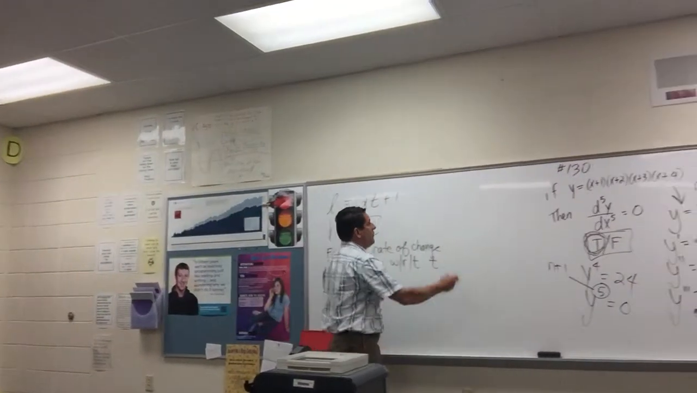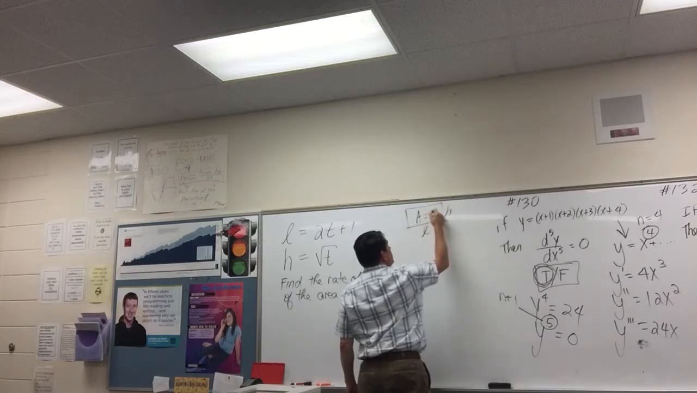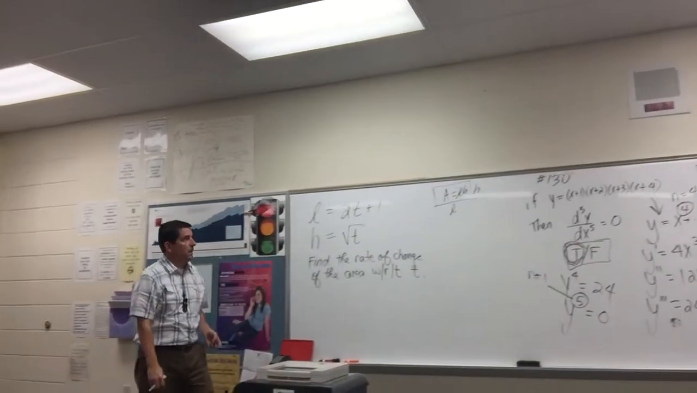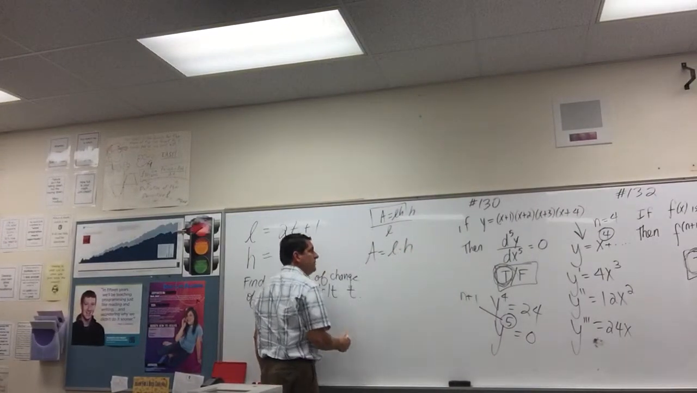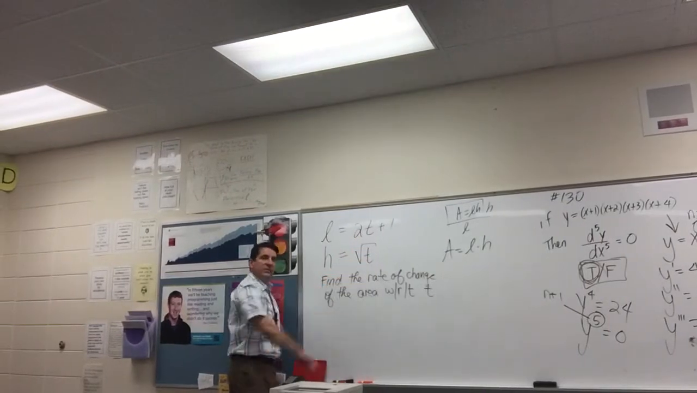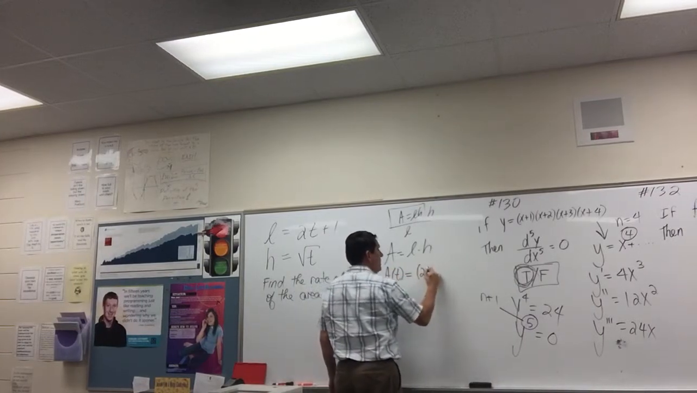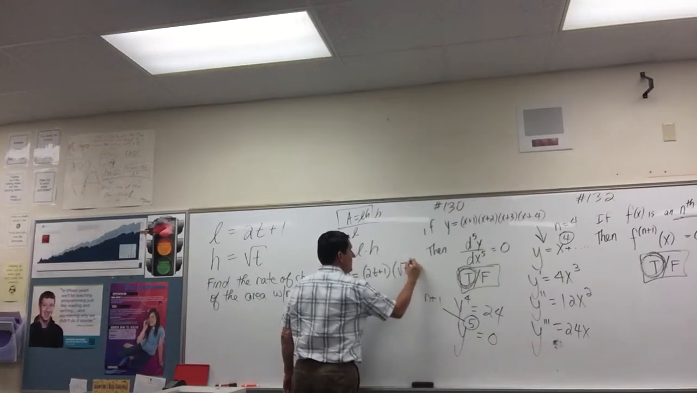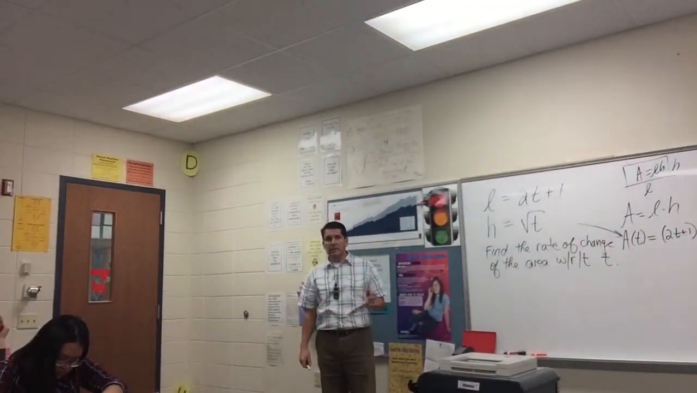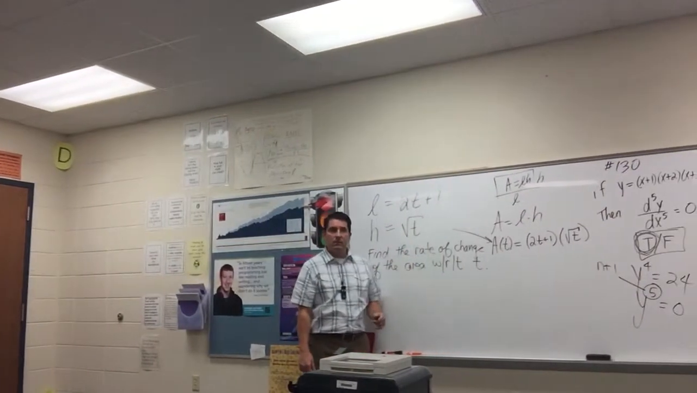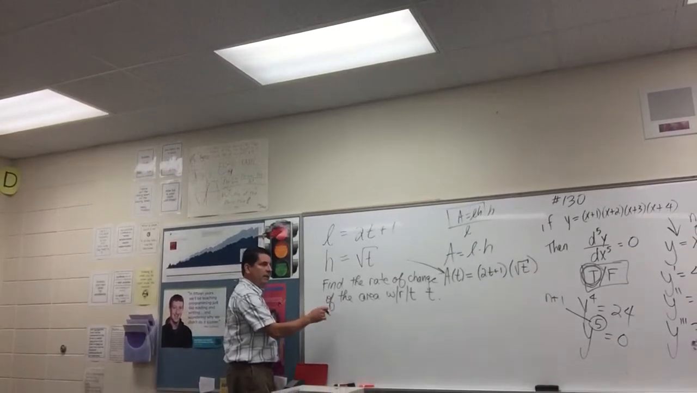Now, it's a rectangle. So, area with a length and a height is equal to L times h. So if area is equal to L times h, and L and h are both functions of t, then I can really say that A of t is equal to 2t plus 1 times the square root of t. Notice this right here. This is big. The area function is a function of t, where all I did was plug in the L and the h, and they both contain t's. So it's a function with respect to t.